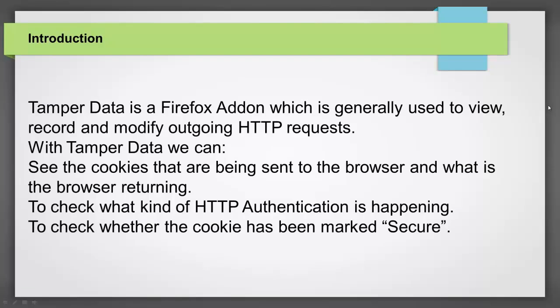The introduction: Tamper Data is a Firefox add-on which is generally used to view, record and modify outgoing HTTP requests. With Tamper Data we can see the cookies that are being sent to the browser and what the browser is returning. It is also used to check what kind of HTTP authentication is happening, and to check whether the cookie has been marked secure or not.